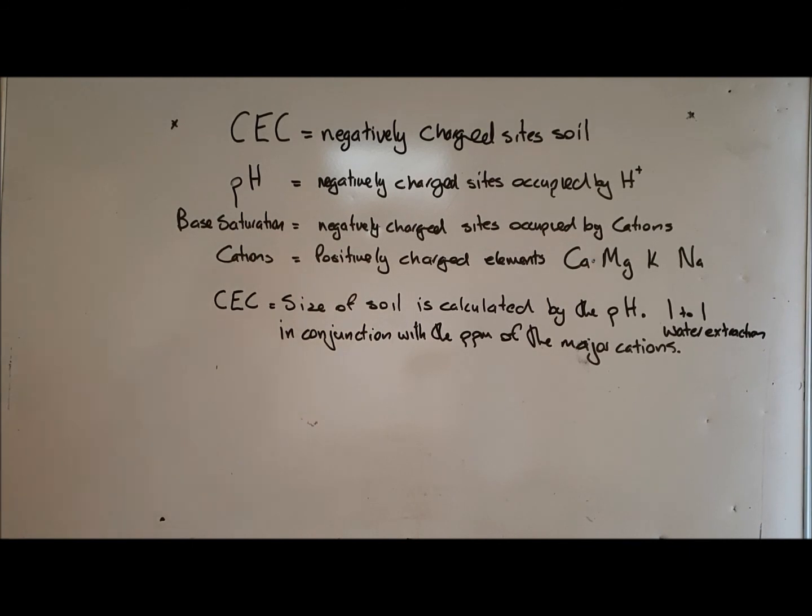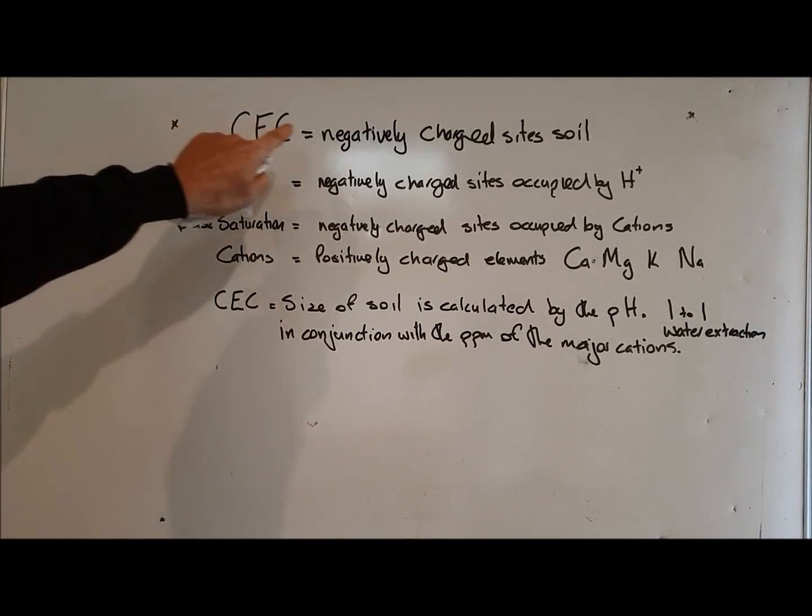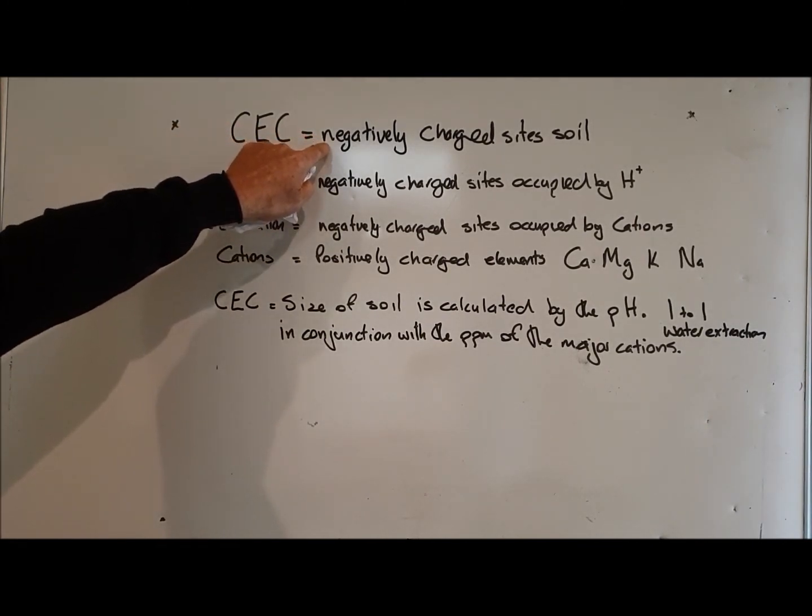Right, I'm just going to recap here because I want to make sure that we get this in order before we go on to looking at the base saturations and how we calculate them and look at the soil test. So we'll start again. Cation exchange capacity means the amount of negatively charged sites in the soil.